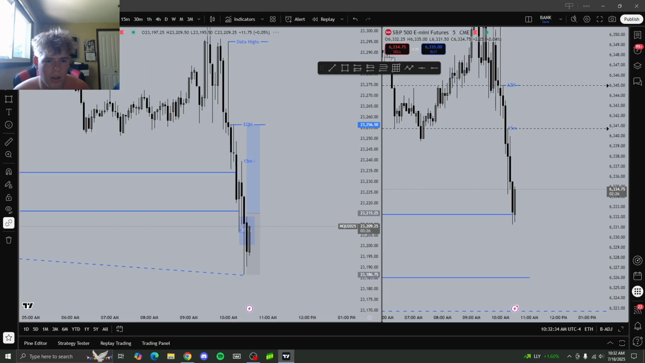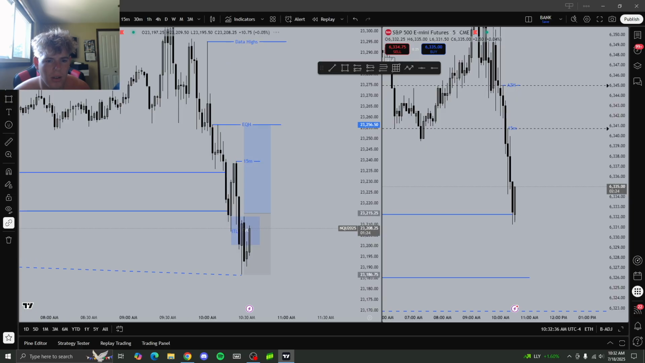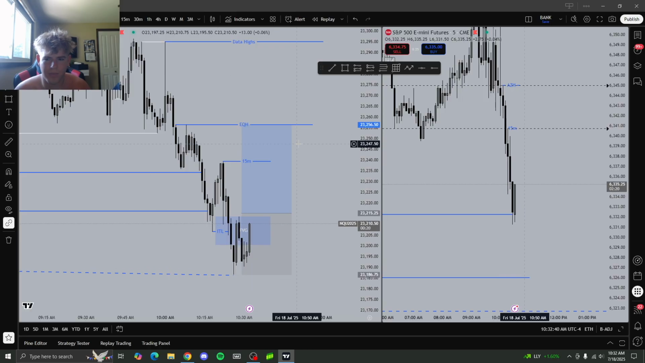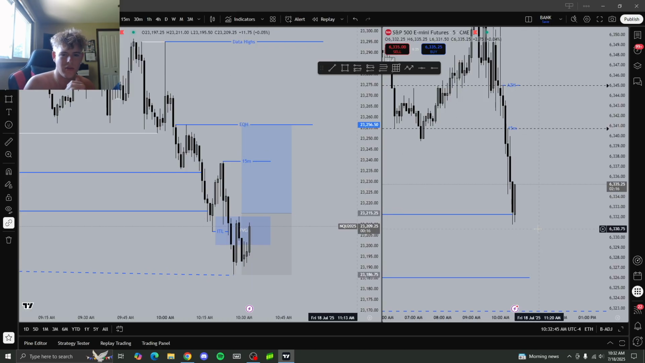So as of right now, we still have the 1 minute that we want to work off of. Yeah, and they as well. So I'm looking for inversion right here. On this candle would be great.